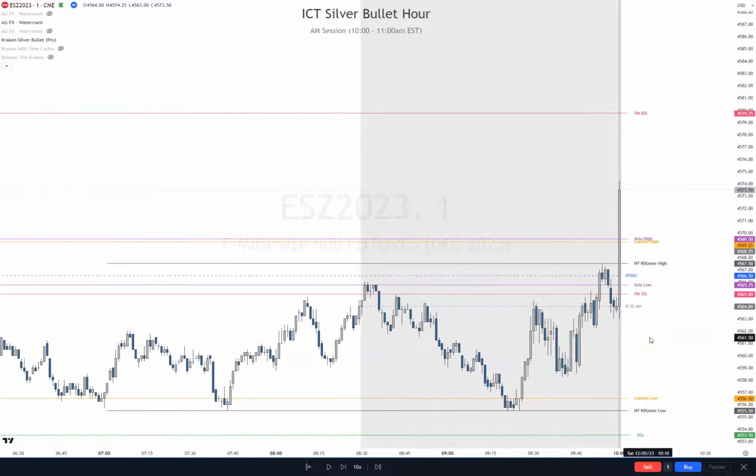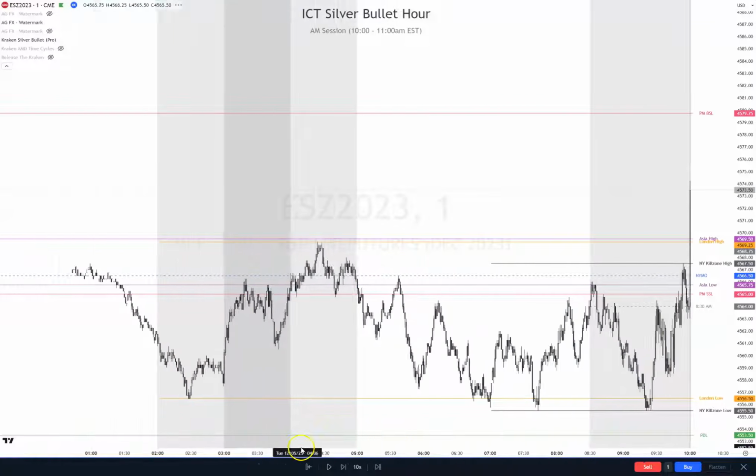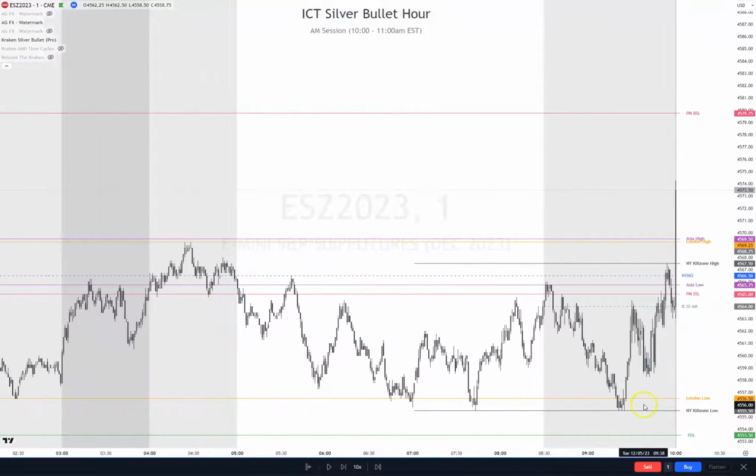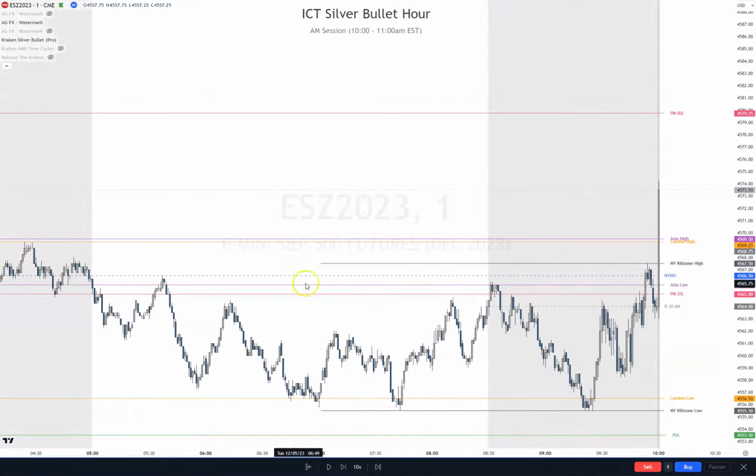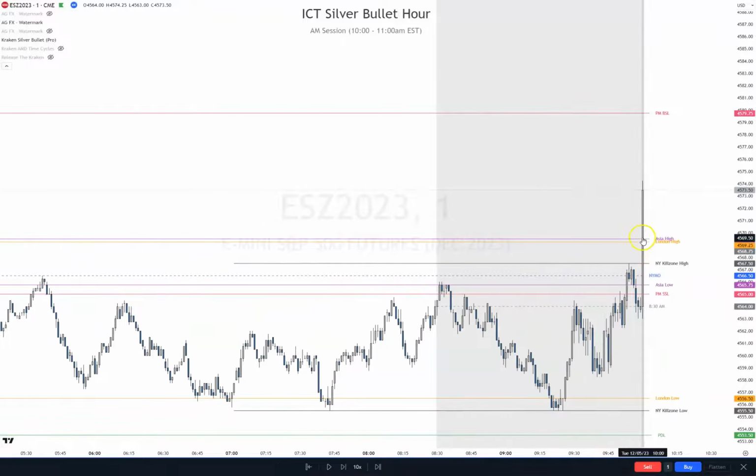Let's look here. Previous day low has not been taken. London low has been taken. London high has not. Well, has just been taken. Asia low has been taken. Asia high has been taken. New York Killzone high has been taken. PM sell side's been taken.